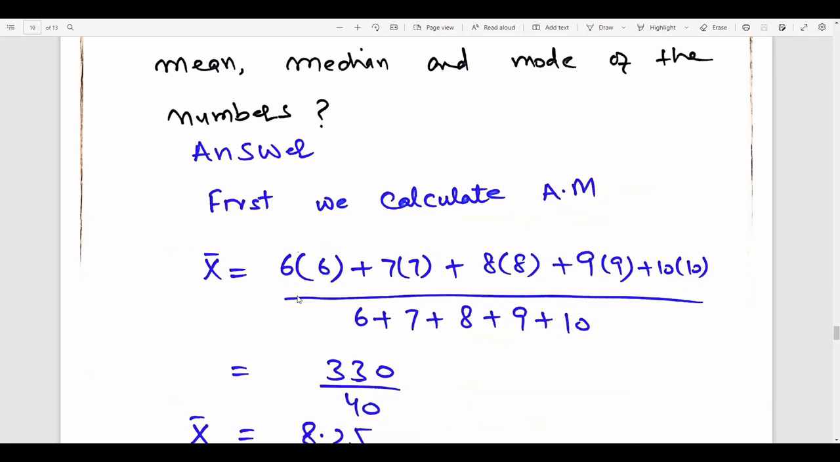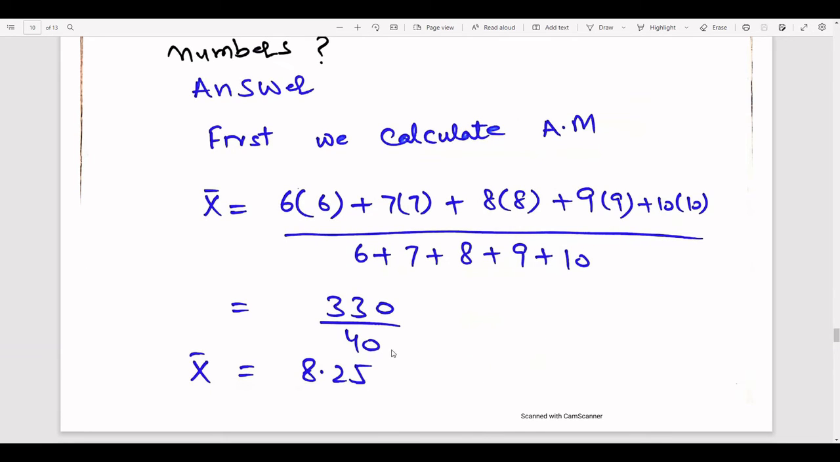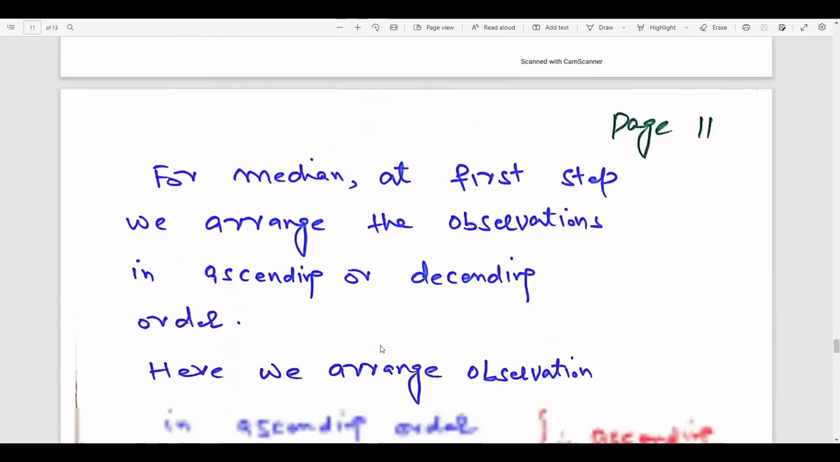So for the arithmetic mean, for 6 candidates we multiply 6 into 6, plus 7 into 7, 8 into 8, 9 into 9, 10 into 10. And here is our number of observations: 6 has 6 observations, so 6 plus 7 plus 8 plus 9 plus 10. Total are 40 numbers, and the sum is 330. 330 divided by 40, the answer is 8.25.